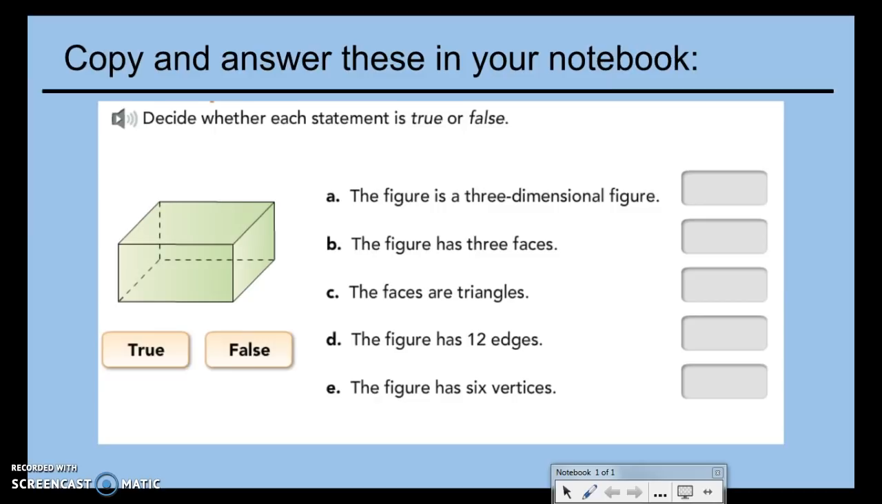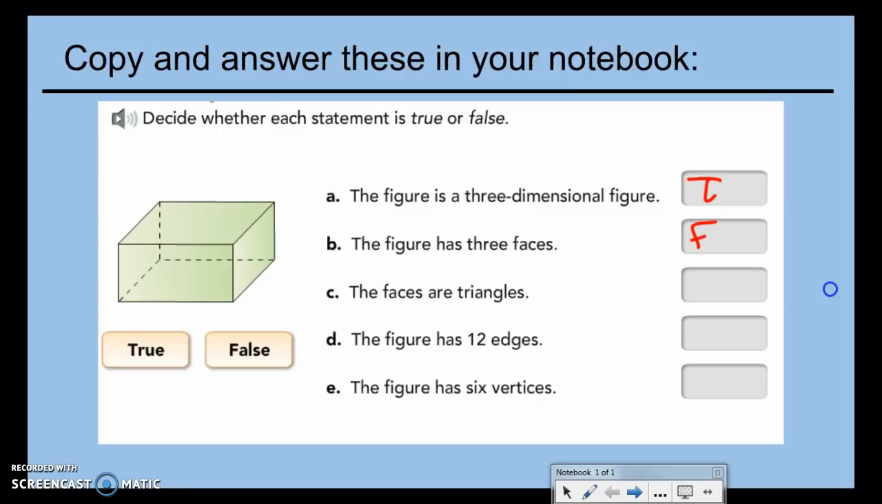So for A, the figure is a three-dimensional figure. Yes, it cannot be laid flat on a surface. That's true. You can put T or F, true or false, I don't really care. B, the figure has three faces. That's false, because this figure has multiple faces. There's one face, there's another face back here, there's another face up here. So there are way more than three faces. I'm going to say that's false.